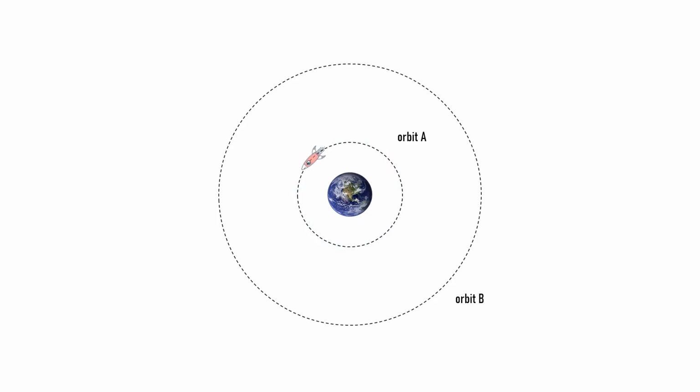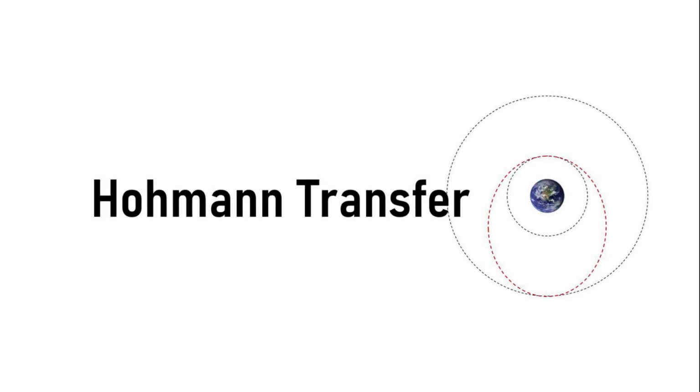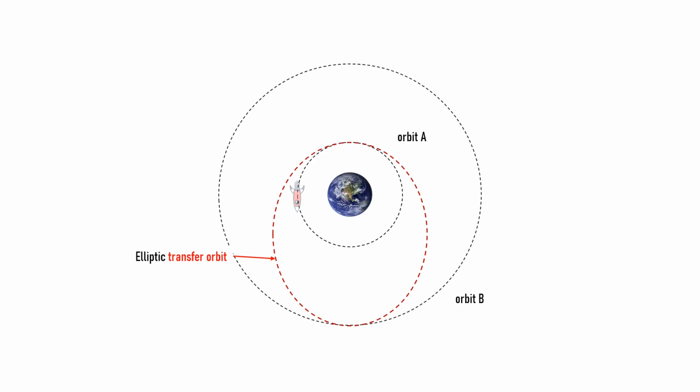Let's revisit our previous problem of transferring a spacecraft between two coplanar circular orbits. We have seen the Hohmann transfer maneuver where we use two impulses to move the spacecraft from one orbit to another. However, in certain situations, the Hohmann transfer may not be the most fuel-efficient method.